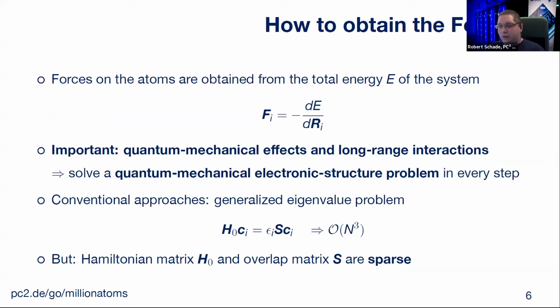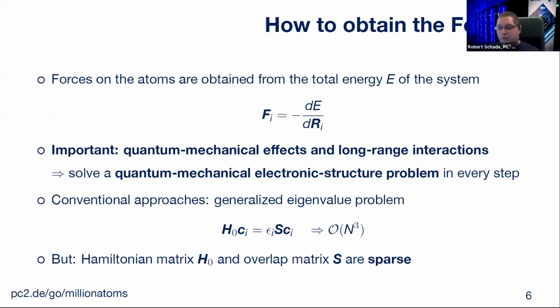In the previous equation of motion, you've seen that we actually need the forces of the atoms. The forces of the atoms can be easily obtained from the total energy of the system E by just taking the negative derivative with respect to the atomic positions. That means we actually have to model the total energy of the system now. And here it's important to include quantum mechanical effects and also long-range interactions.